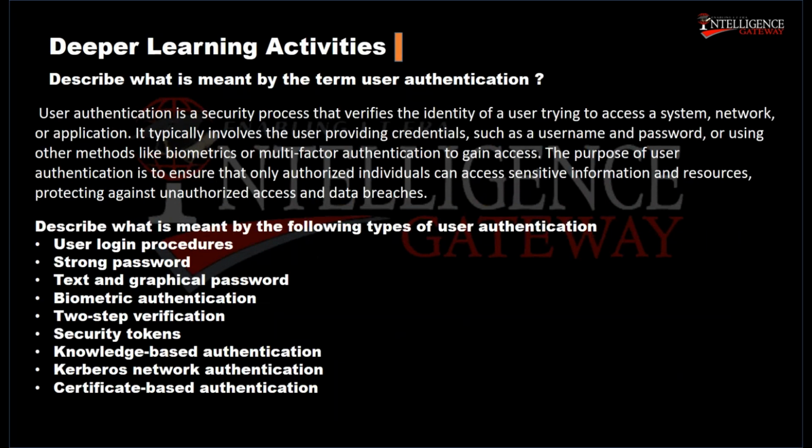Deeper learning activities. Describe what is meant by the term user authentication. User authentication is a security process that verifies the identity of a user trying to access a system, network, or application. It typically involves the user providing credentials, such as a username and password, or using other methods like biometrics or multi-factor authentication to gain access. The purpose of user authentication is to ensure that only authorized individuals can access sensitive information and resources, protecting against unauthorized access and data breaches.